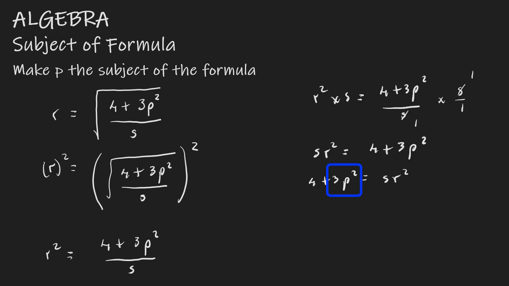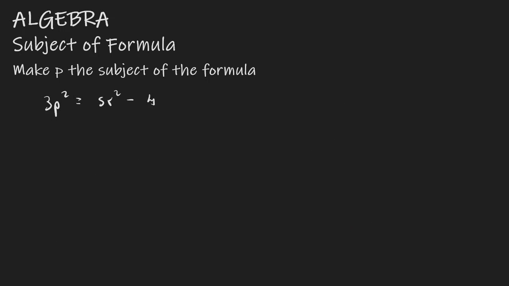I now have my p term on the left-hand side of my equation, but I'm not done yet. I need to make p the subject of my formula. So I need to remove this 4 on the left-hand side of the equation. I will use the opposite operation of adding, which is subtracting. So I get 4 plus 3p squared minus 4 is equal to s r squared minus 4. I end up with 3p squared is equal to, because 4 minus 4 is 0, s r squared minus 4. So we have 3p squared is equal to s r squared minus 4.